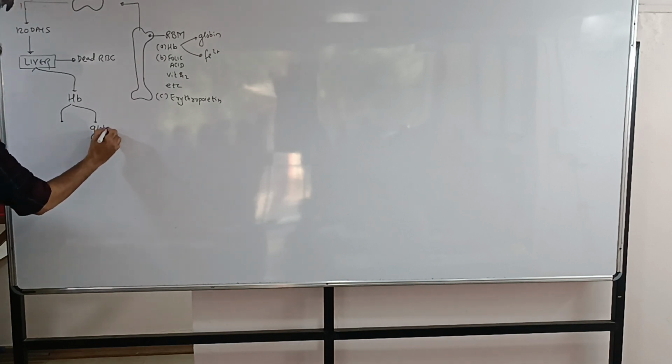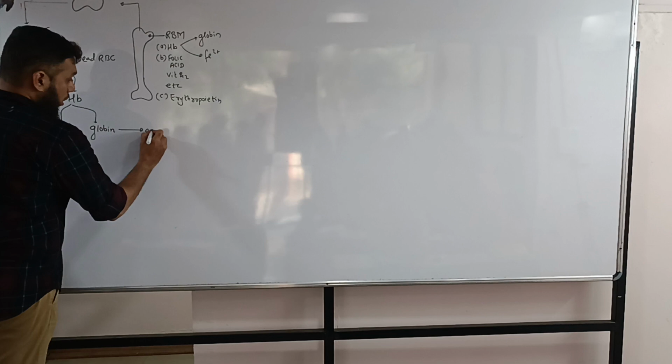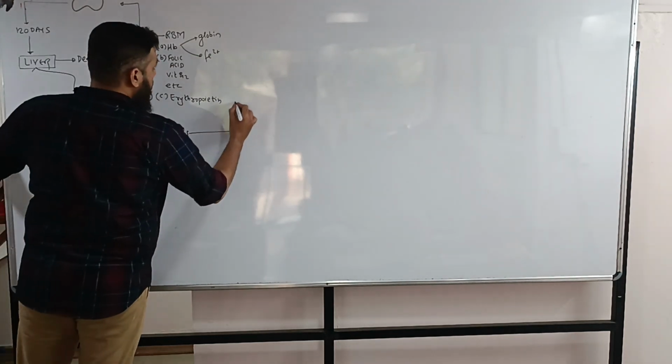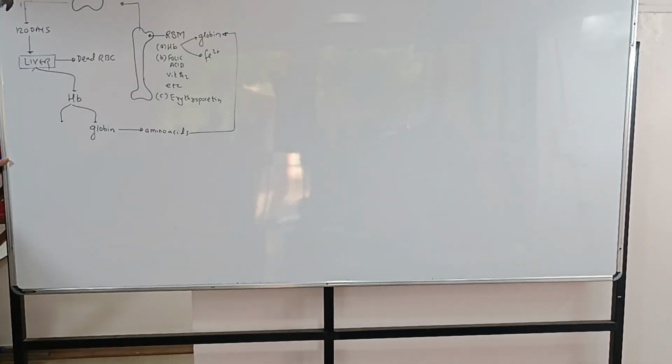One is called what बच्चों? Globin. This globin will be further broken down into what? Amino acids, which will be used for the formation of new globin. वाह, सही ना? तो ये तो कैसे होशियार? बचा क्या बच्चों? हीम। हीम को भी क्या करेंगे? ब्रेक करेंगे। किसमें बच्चों?